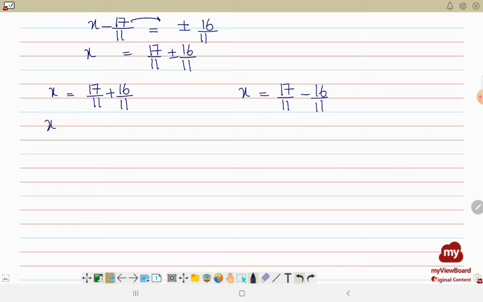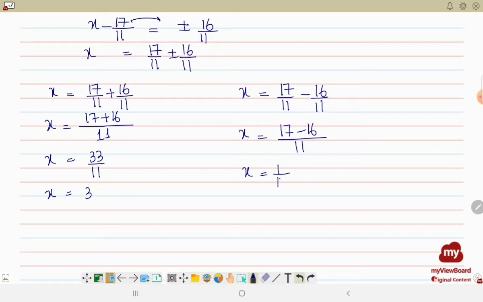So we have these two fractions, and we are going to make them a single fraction. 11 is going to be the LCM. 17 plus 16, and we are going to have 33 by 11, and we are going to have 3. And then on the other hand side, 11, 17 minus 16, and we are going to have 1 by 11.